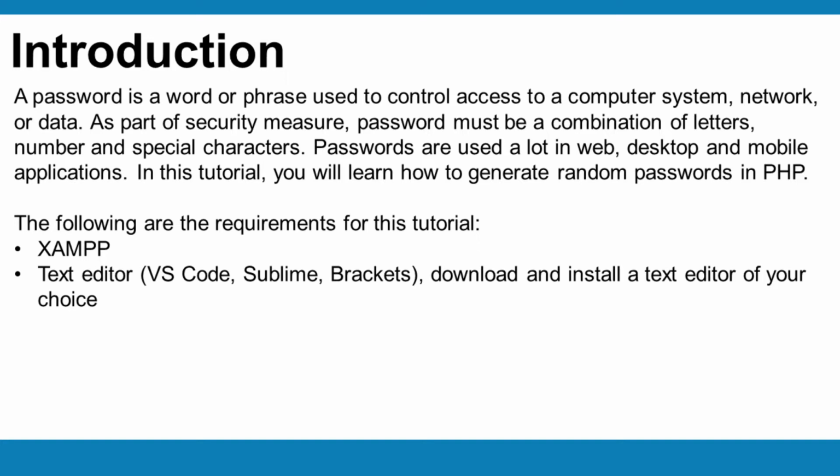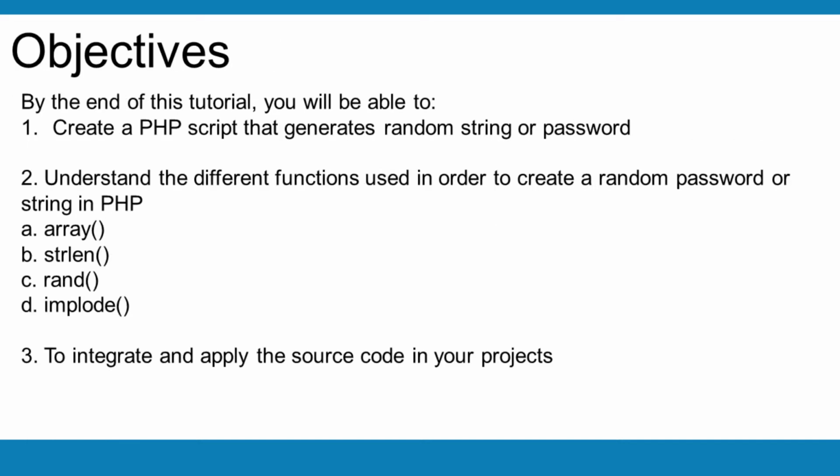The following are the requirements for this tutorial: XAMPP and a text editor. By the end of this tutorial, you will be able to: 1. Create a PHP script that generates random string or password. 2. Understand the different functions used in order to create a random password or string in PHP: A. array, B. strlen, C. rand, D. implode. 3. To integrate and apply the source code in your projects.